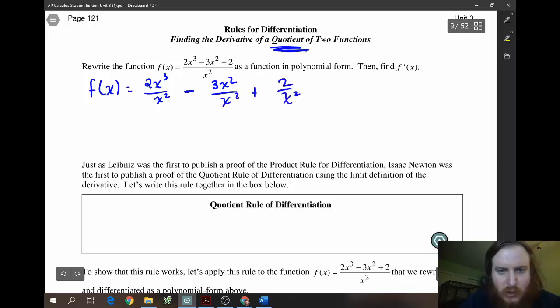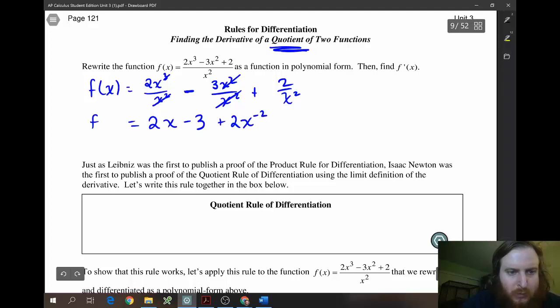And the reason this works is in math, if you have the same denominator, you can add those fractions. So now we can cancel out the x squareds, and we get 2x minus 3, and then plus 2x to the negative second. We're going to bring that one up. So this would be f of x. And once we rewrite it in polynomial form, then we can take the derivative.